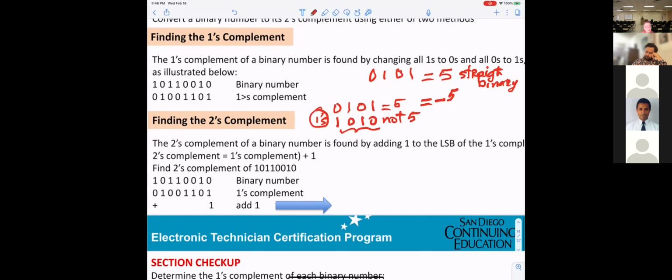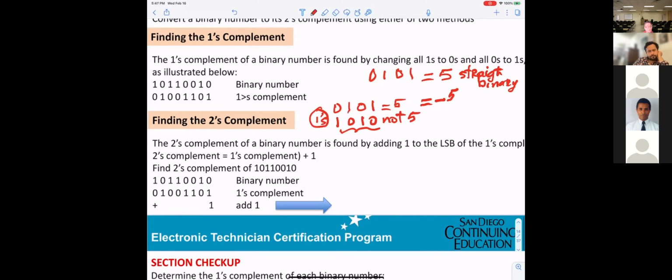You cannot change 1010 to be number 10. No. The value is still number 5. However, they will be in first complement. Okay. You get that?